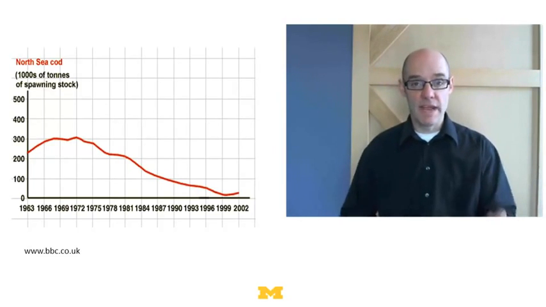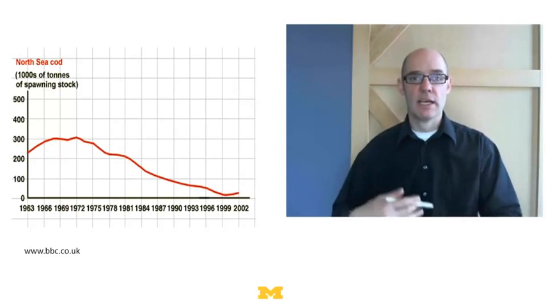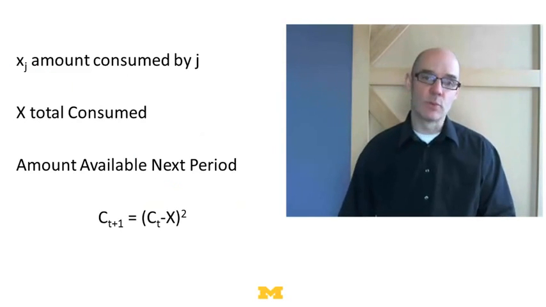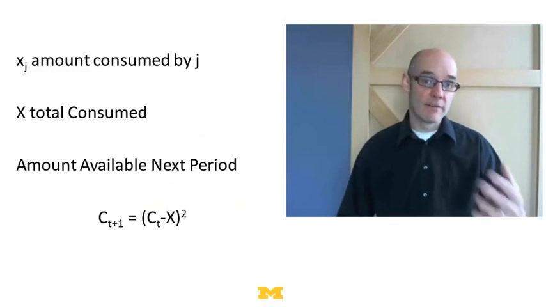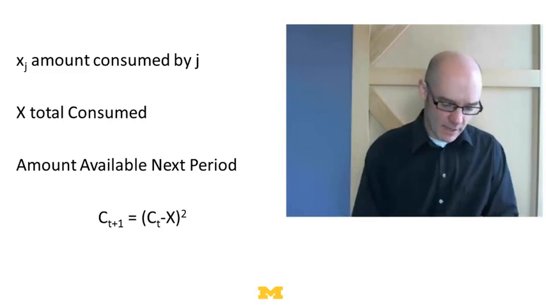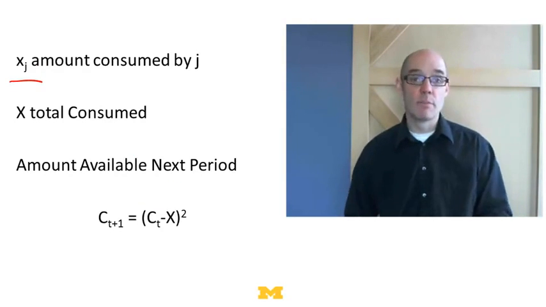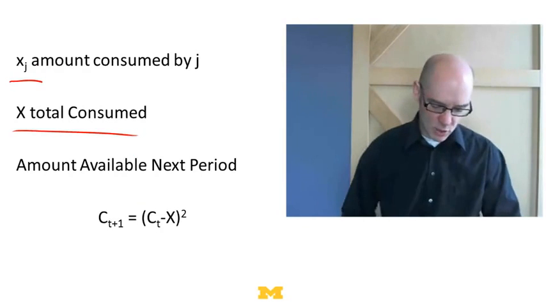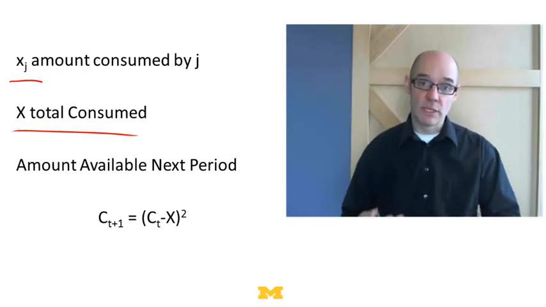So what we're trying to do is manage some resource that has the possibility of reproducing itself. Let's see how this would work. Let's suppose now that I've got to decide how much cod to eat. And so we'll let xj equal the amount of cod that I eat, or how much I fish out. And we'll let x be the total consumed. That's the sum of what everybody does.